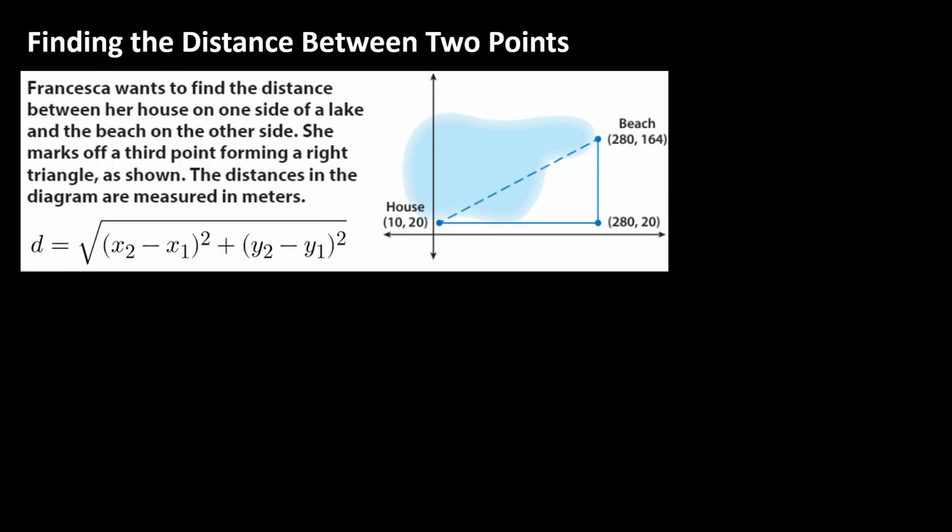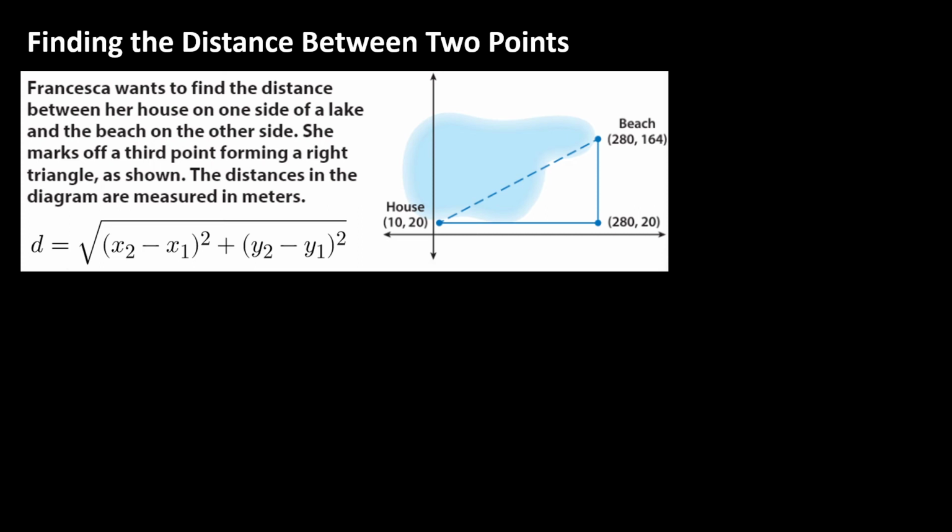So let's try out an example, finding the distance between 2 points. And again, you can use the Pythagorean theorem or the distance formula. The choice is yours. I'm going to be modeling the distance formula because it's a new concept to us. So, without further ado, Francesca wants to find the distance between her house on one side of a lake and the beach on the other side.